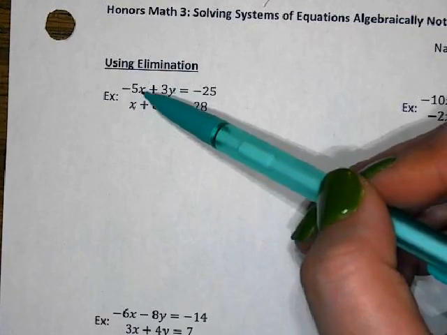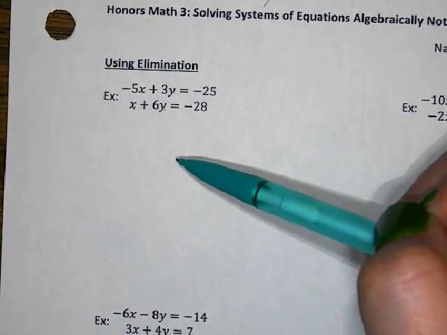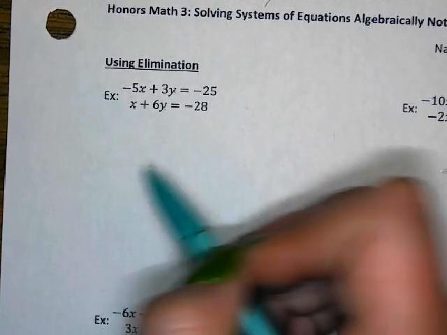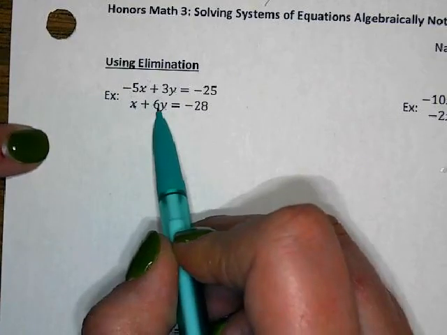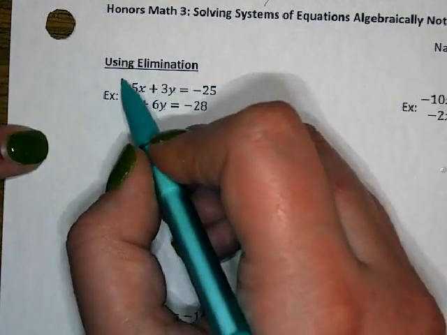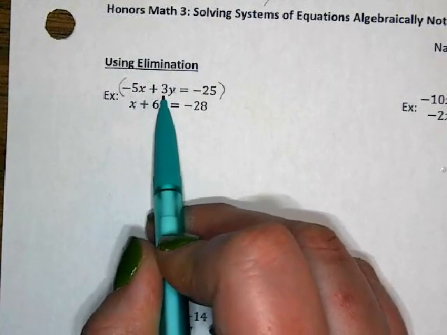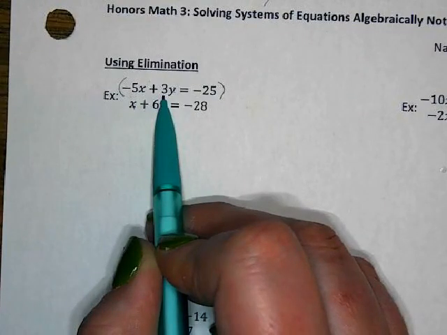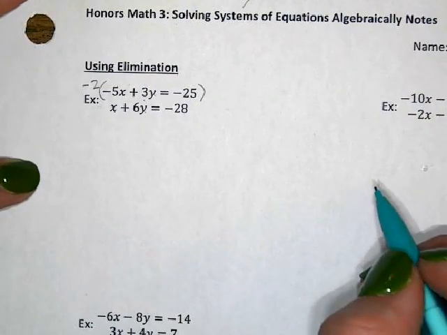Would you guys rather get rid of the x's or the y's? The y's. Okay. And it doesn't matter. In this problem, you can do either. It's going to be about the same level of difficulty. So if we're going to do the y's, I'm going to leave this one as a positive 6y. That means I want the other one to be a negative 6y. So how do I make a 3y become a negative 6y? What should I multiply it by? Negative 2. So I'm going to take the entire equation and multiply it by negative 2.